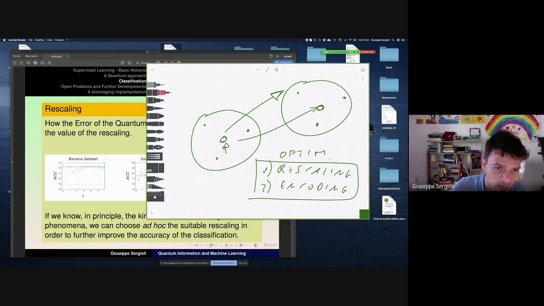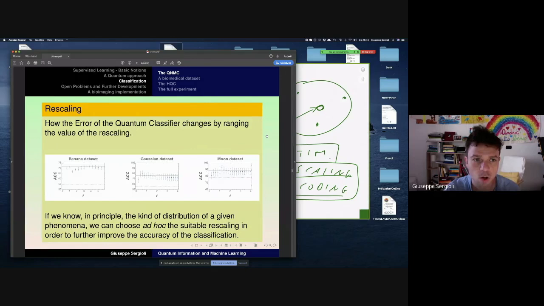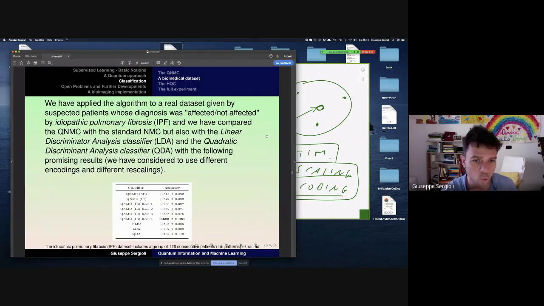This is not particularly new as a strategy, because in any classification protocol in general, also classical ones, it is usual to individuate parameters that will be optimized during the training of the classifier in order to gain a further increase of the accuracy. Okay, so by considering also this, we tried to take a step further.